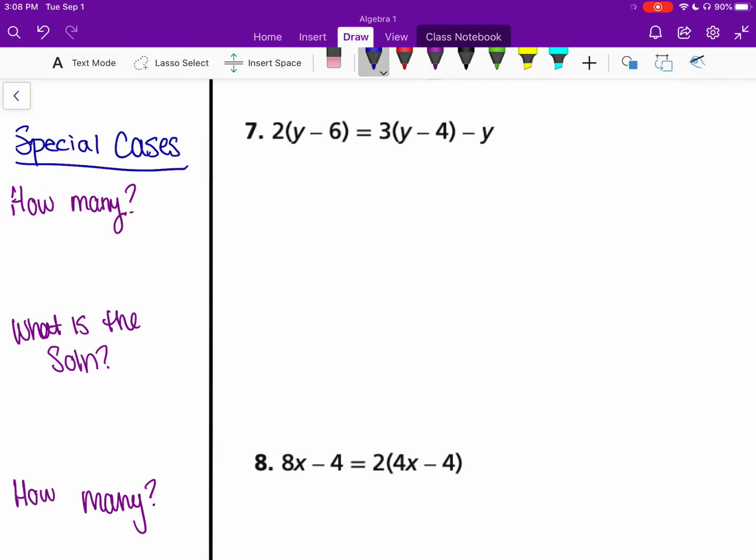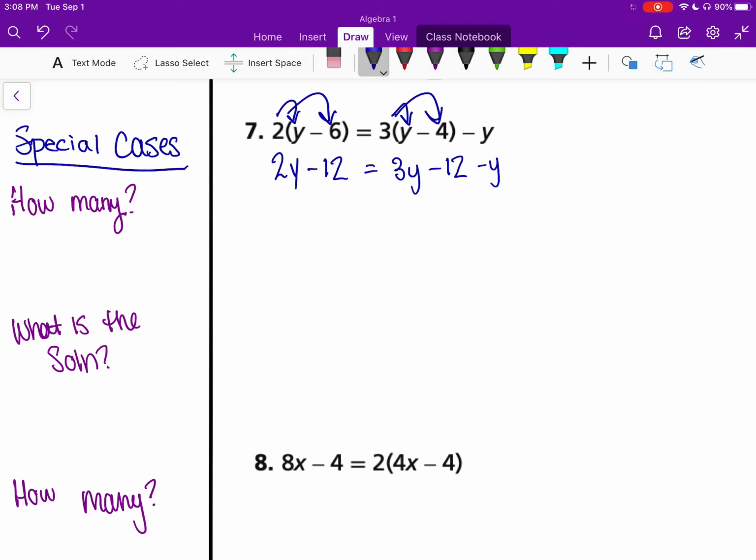Let's distribute on both sides. 2 times y is 2y. 2 times negative 6 is negative 12, equals 3 times y is 3y. 3 times negative 4 is negative 12. And then we have this minus y.